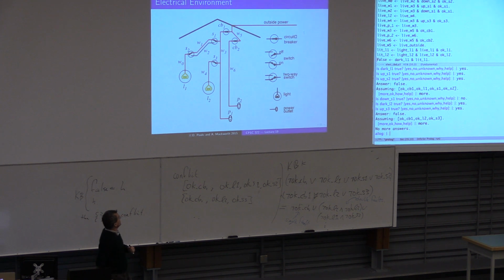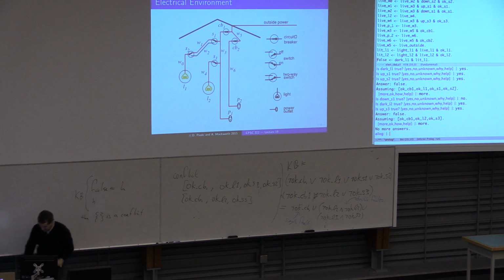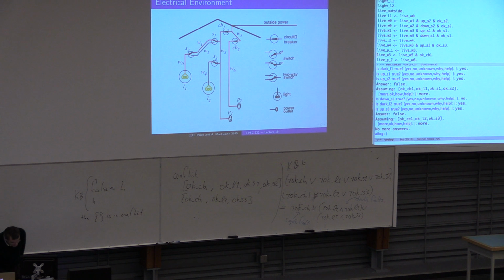Why does it care about switch S1? Because there's two proofs, two reasons why L1 could be lit, one of which is they're both up, and one of which is they're both down. There are two proofs. If you look here, it's very dumb, right? It says there's two ways we can prove, what are we trying to prove? Lit W0, live W0. There are two ways of proving it.